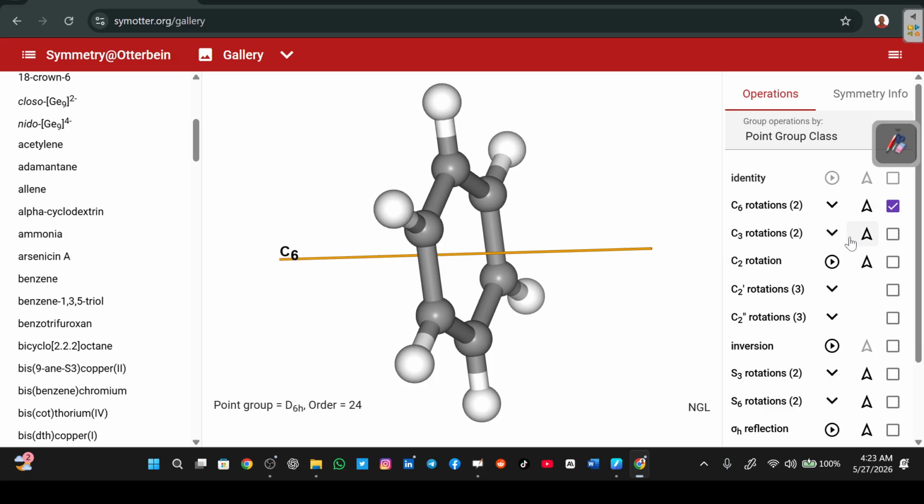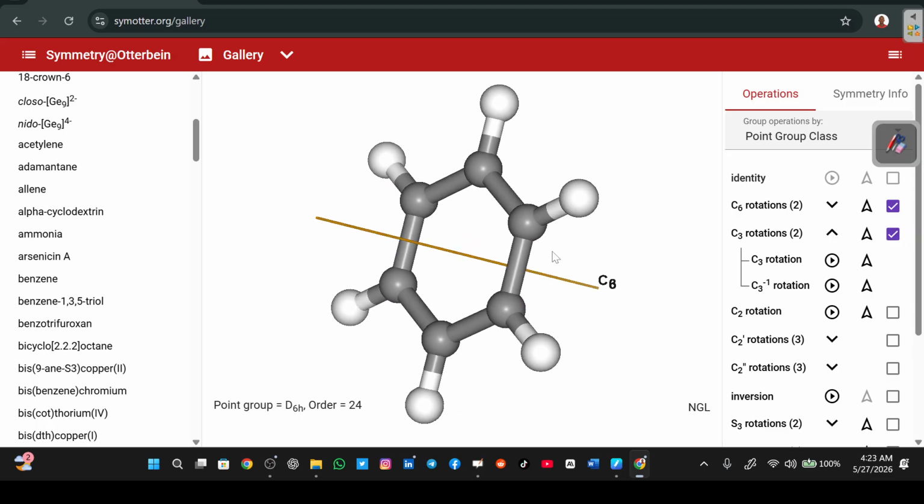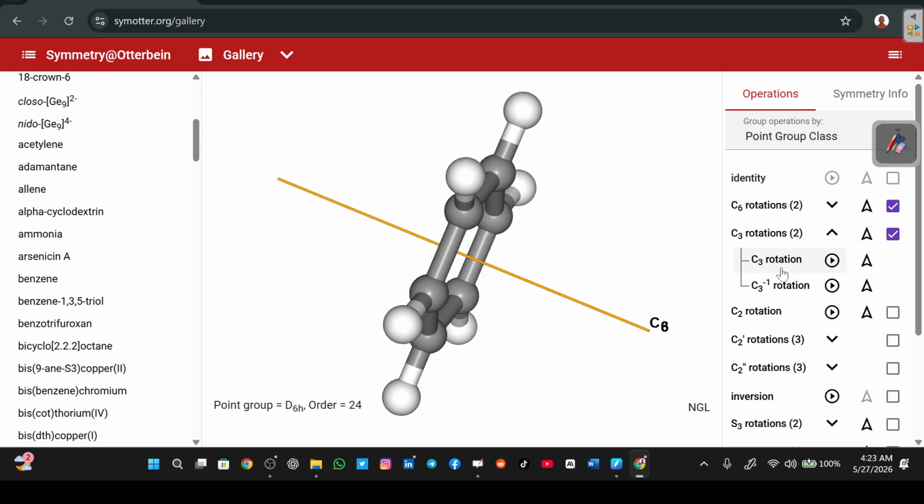Now let's establish a C3. To define a C3, it means you're rotating by 120 degrees. It means you can rotate the molecule also by 240 degrees, either 120 anti-clockwise or 240 clockwise. It's similar. So let me visualize that. So let's visualize this.